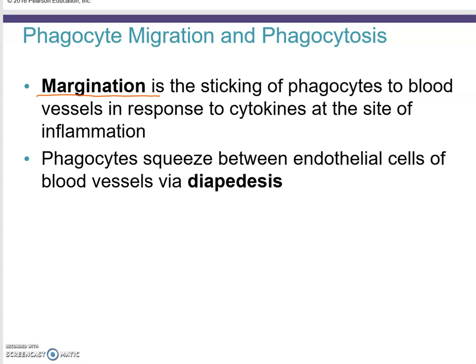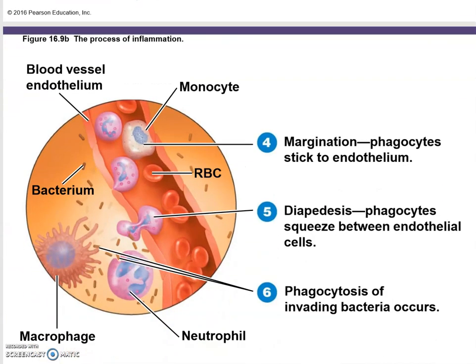Once these phagocytic cells are stopping their flow, they're going to have to squeeze between two endothelial cells of a blood vessel, and that is called diapedesis. And please, these are two terms that I would like you to know. Diapedesis, dia means between. So these phagocytes squeeze between endothelial cells of the blood vessels and then migrate into the area where they're being called to.